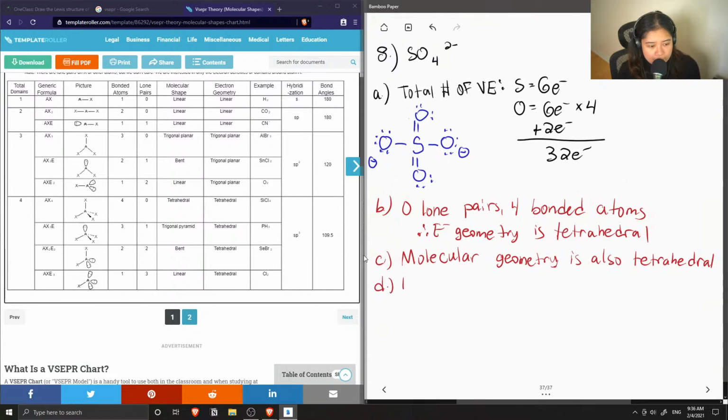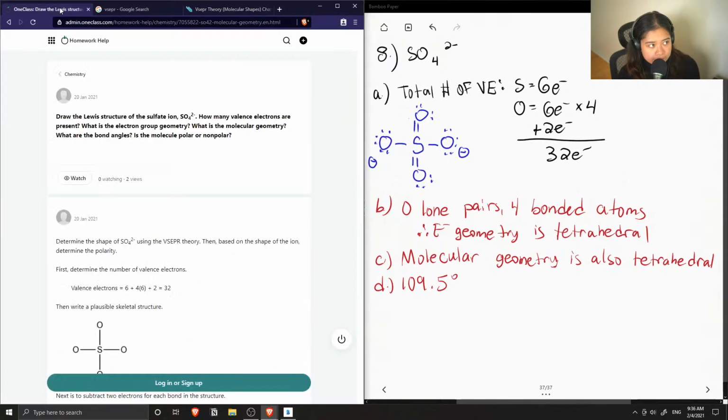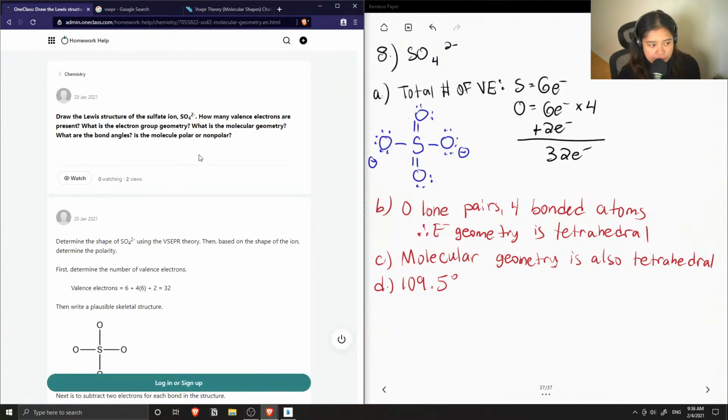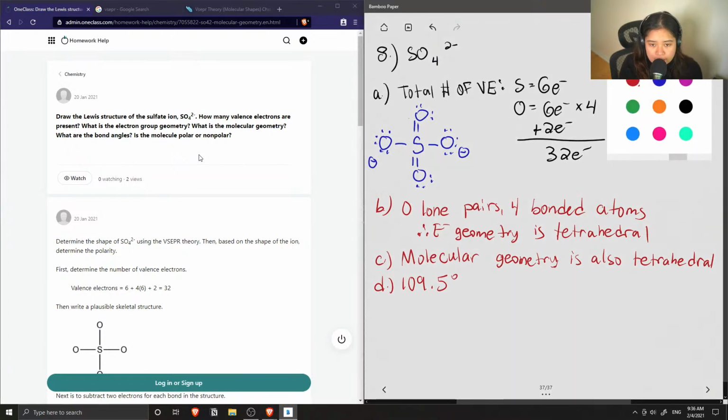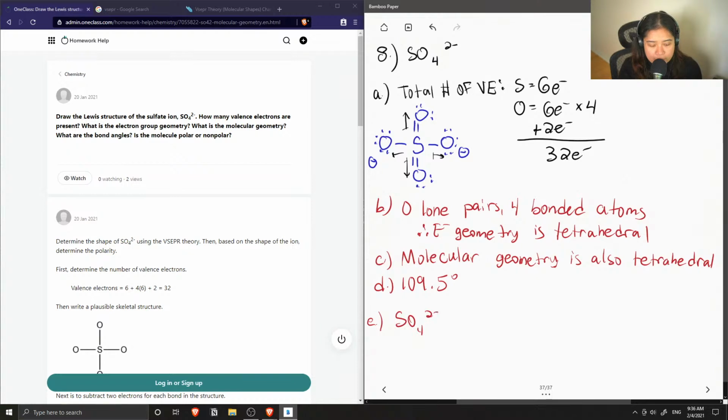And the bond angles are 109.5 degrees. So lastly, is the molecule polar or nonpolar? Oxygen is more electronegative than the sulfur, but if we look at our molecule, the dipole moments would cancel each other out. So therefore, SO4 2- is a nonpolar molecule.